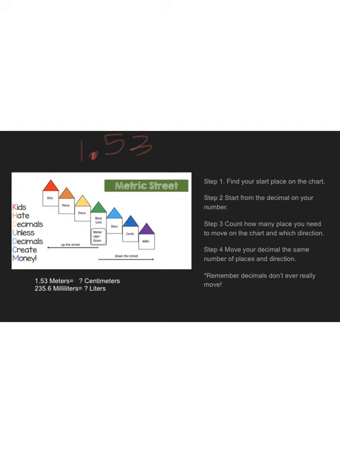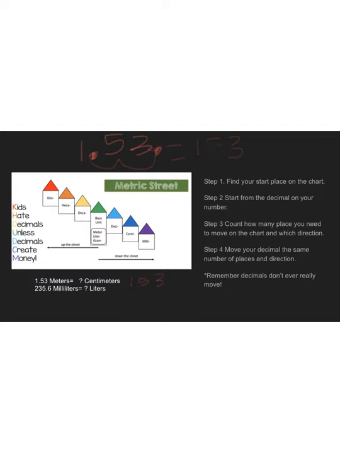I have to move over 2 places, and I moved 2 places to the right. So that's what I'm going to do up here. I'm going to start from my decimal, and I'm going to move that decimal 2 places to the right. Now remember, mathematically speaking, decimals don't really move, but this is just a trick to make it easier for us. So the decimal now lands right behind the 3, and now I have 153. So I can say that 1.53 meters is the same as 153 centimeters.